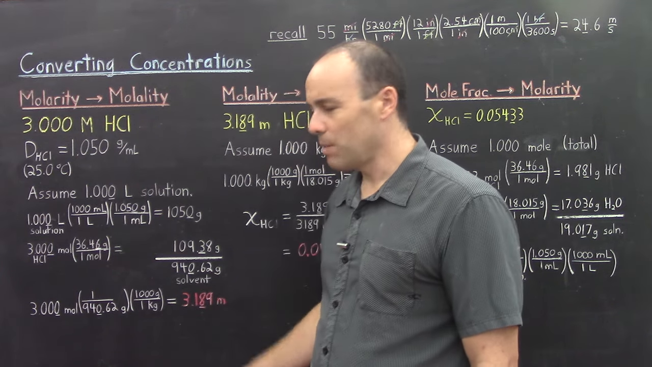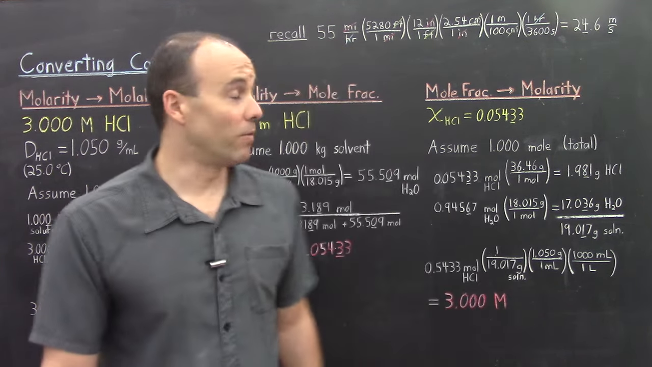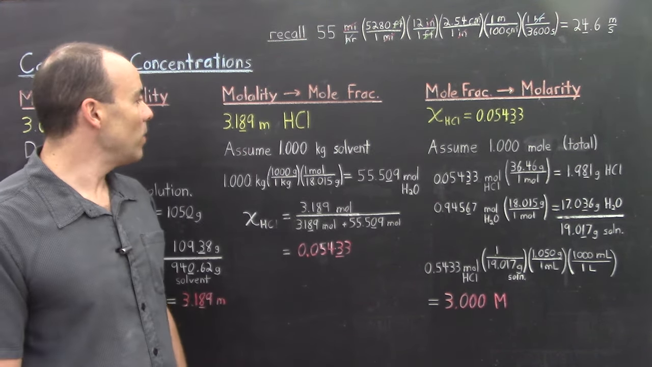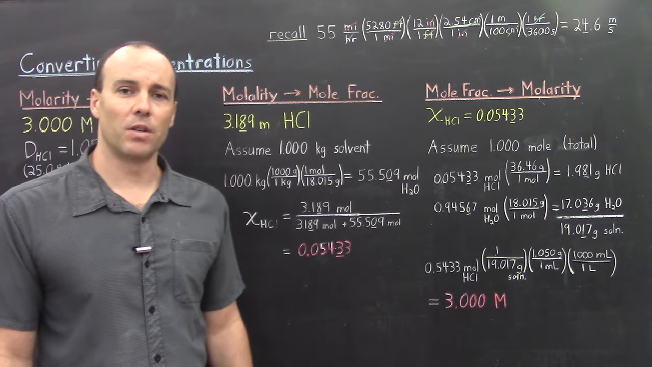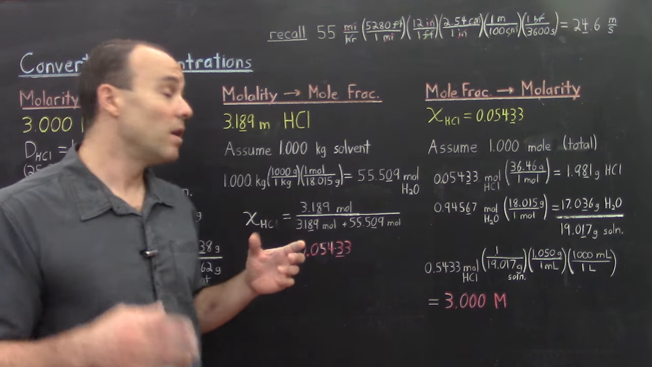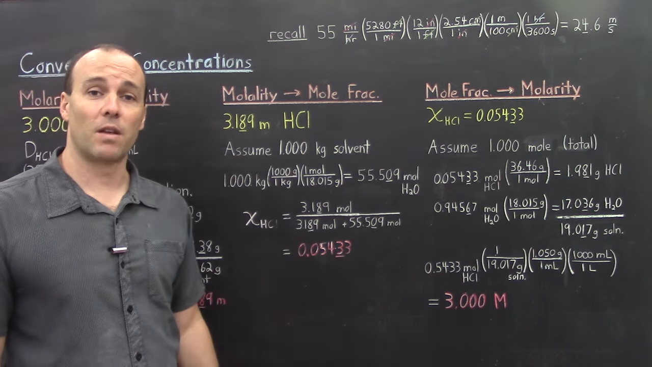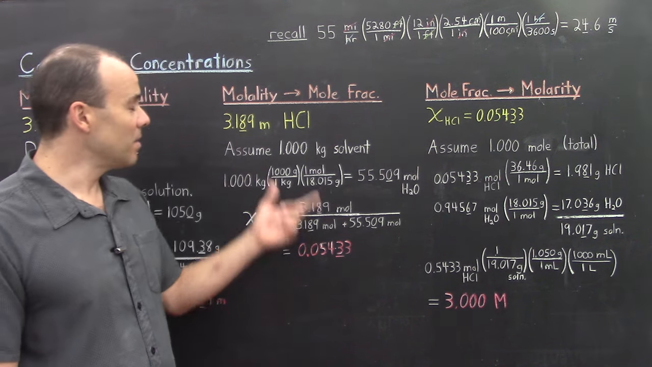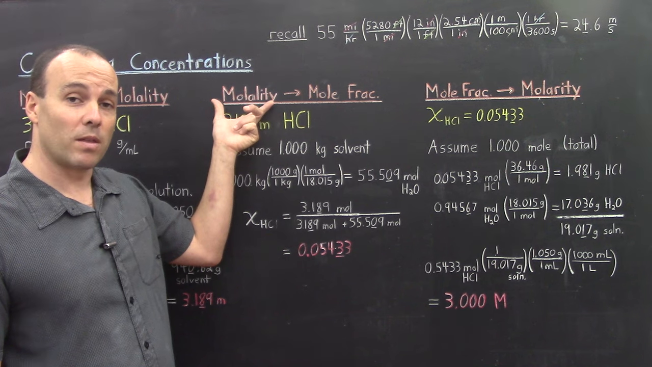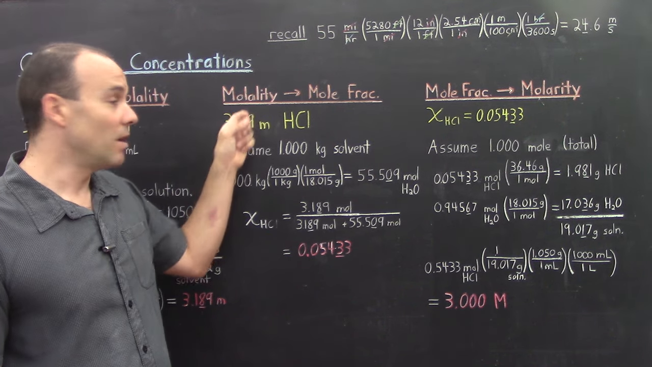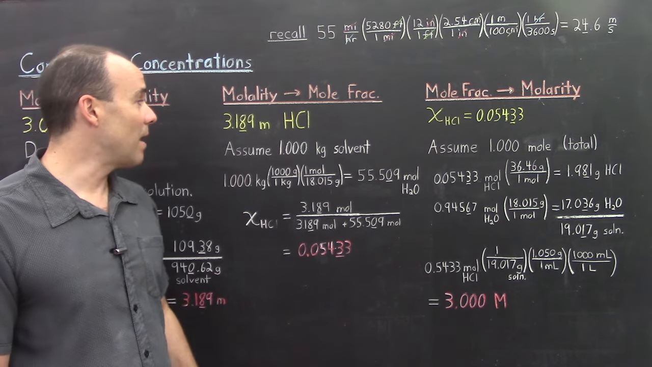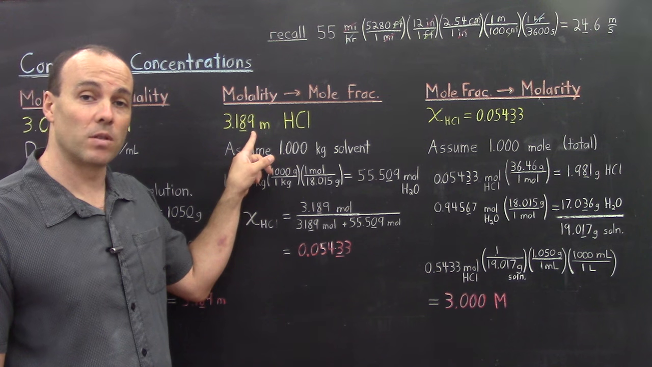So let's take our 3.189 molality and convert it to mole fraction. Here we need to pick another convenient amount of solution, and the convenient amount this time is enough solution that contains 1 kilogram of solvent. This is convenient because we know what we're starting with. If we start with molality and we assume 1 kilogram of solvent, then that means we have 3.189 moles of HCl.